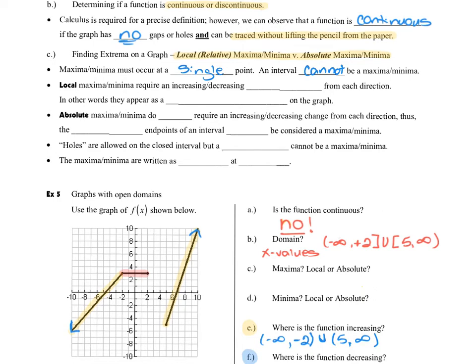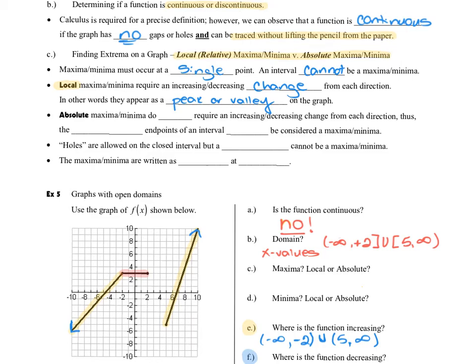Now let's first talk about local max and min. Our local max and min always require an increasing or decreasing change. So the graph has to change from either increasing to decreasing or decreasing to increasing. They will always appear as what we can think of as a peak or a valley on the graph. It has to go from increasing to decreasing.